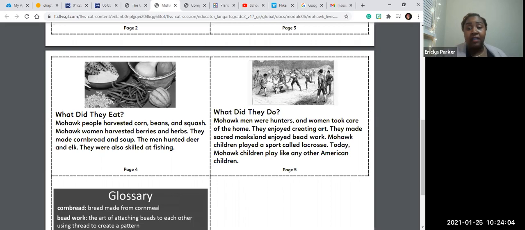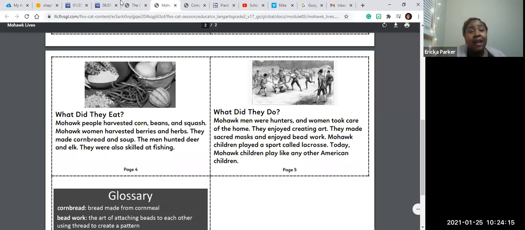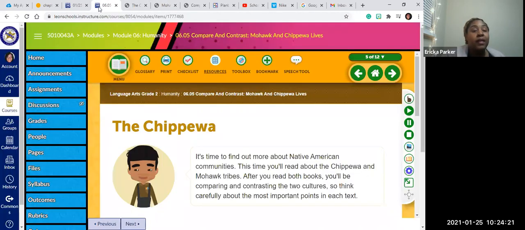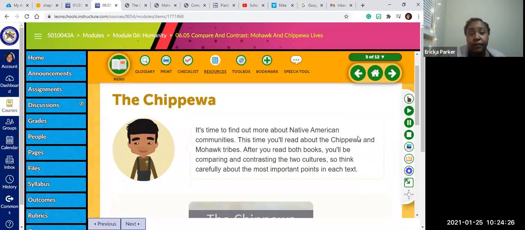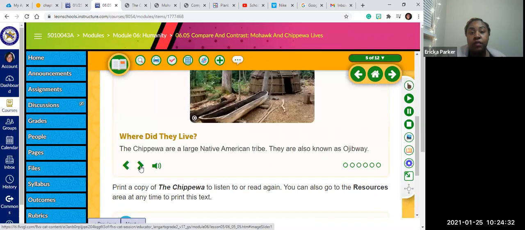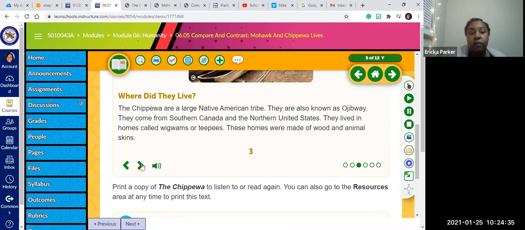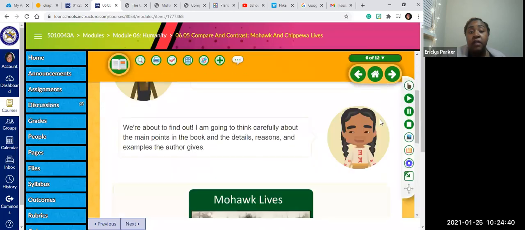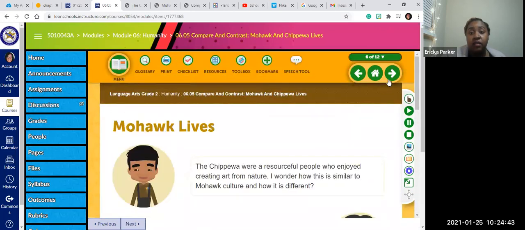Now that we know how they are similar, you need to read through both of the stories one more time and figure out how they are alike. If you are not given a paper copy of the story, you can go right here to slide number 5 and listen to the story. They're reading the story to you. On slide number 6, they're going through the second story.